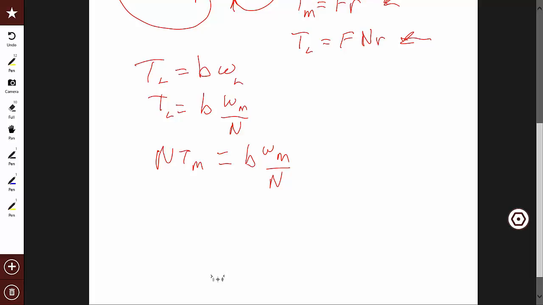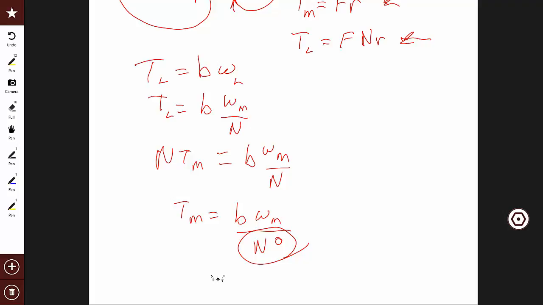Solve for TM. It's B times speed over N squared. See the N squared? I didn't lie to you. I even confessed that I forgot and was confused. It's N squared. Are you surprised at the N squared? Most people are. They think you put a speed reducer in there and it just cuts it by N. No. It cuts it by N squared.